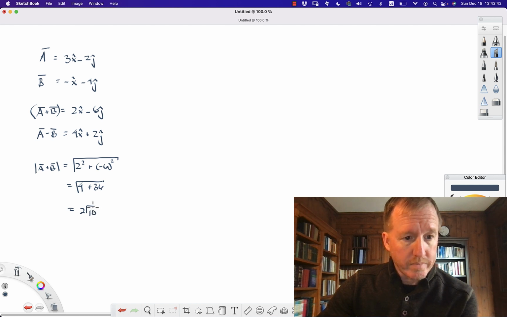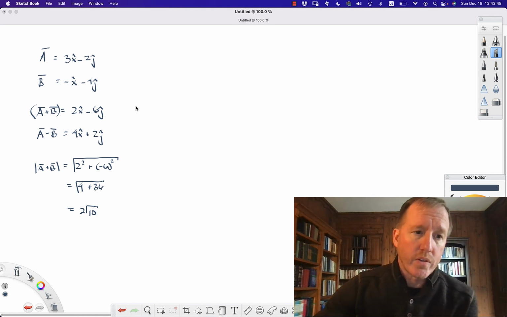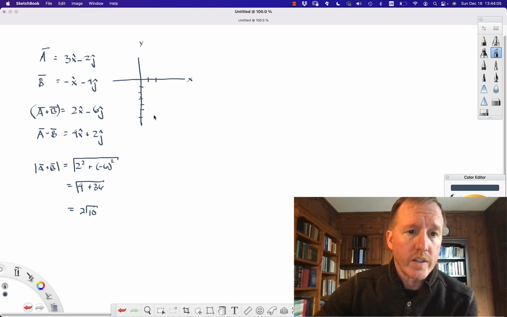So we'll do that. And then the direction of that, well, I guess we could do this in a few different ways. Let me just sketch what vector A plus B looks like. So A plus B is going to be 2 in the x hat direction, and it's going to be -6 in the y hat direction. So let me go like this: 1, 2, 3, 4, 5, 6. So this is what this vector A plus B is going to look like.